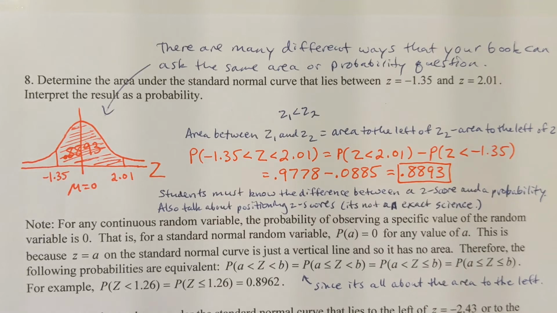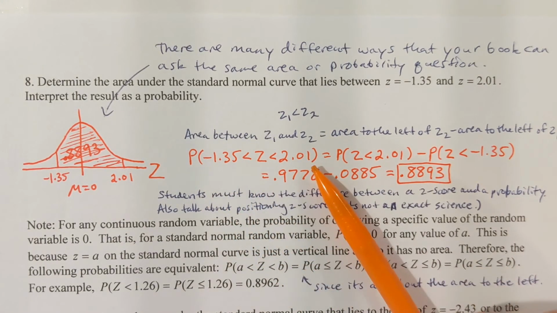Another way that they can ask the same thing is they can give you a picture. They might already have a picture drawn of the bell curve, and the z-score is labeled there, and they'll say, find the area of the shaded region. Well, that's the same question. We've found that area. It's 0.8893.